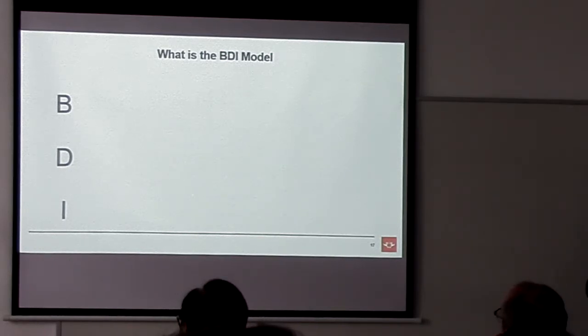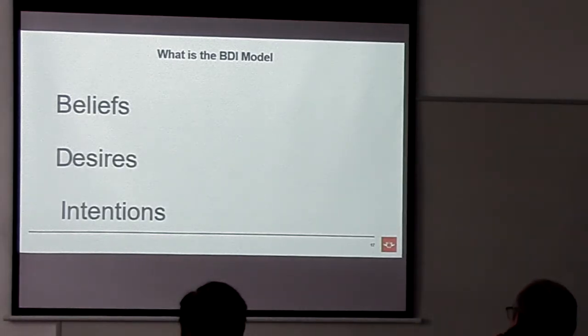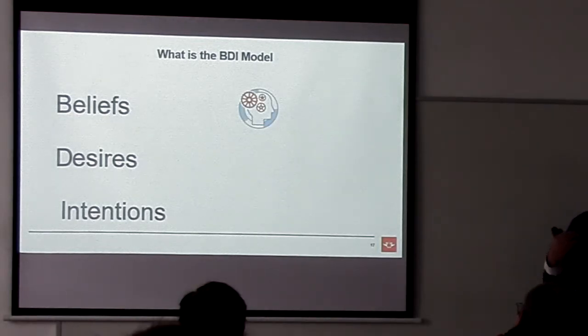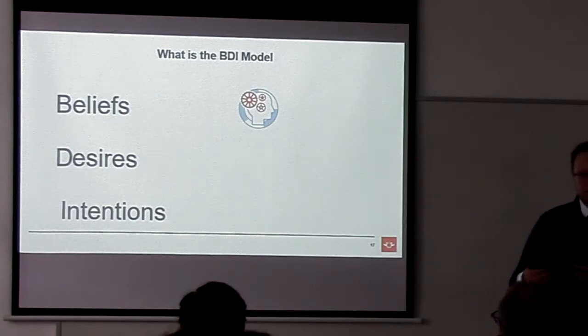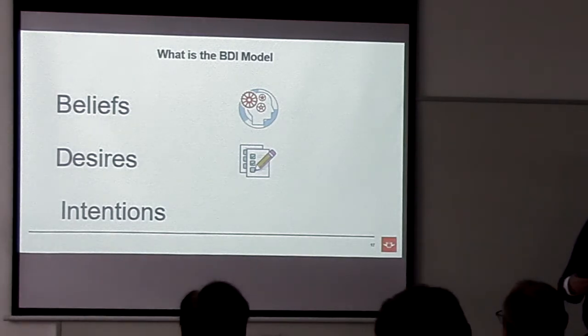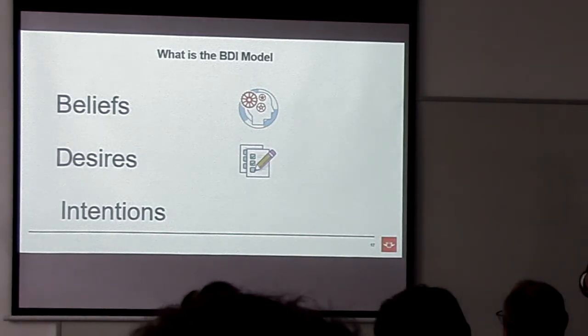It's made out of 3 very easy concepts to understand: beliefs, desires, and intentions. Beliefs are what an agent believes about itself, other agents, the world it resides in, and what the rules and constraints are. It has desires, a collection of objectives that it wants to achieve over time, and that obviously can change.